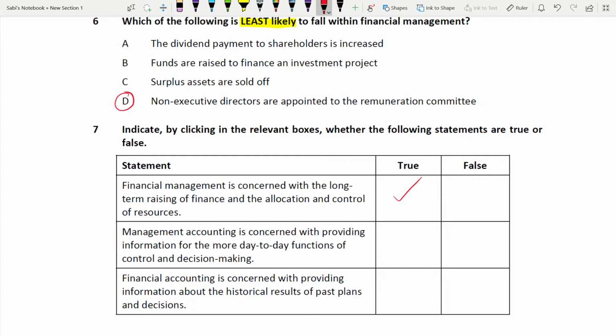Management accounting is concerned with providing information for more day-to-day functions of control and decision making. So they're talking about management. So management is day-to-day control decisions only, right? So again, it's true. Financial accounting is concerned with providing information about historical results of past plans and decisions. It's true. If you see, all three are true.